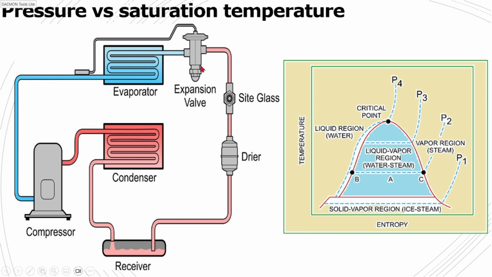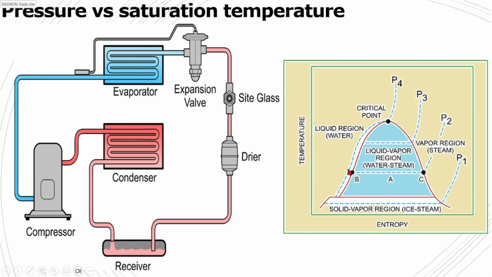This is the basic refrigerant cycle. We already know this one, as I have well explained in my previous videos. And let's see what happens in the evaporator. The evaporator is the main heat transfer equipment in the refrigerant system. From the room, the surrounding heat is absorbed by the refrigerant through the evaporator. So the temperature that we have to maintain in the room is the saturation temperature of the refrigerant.